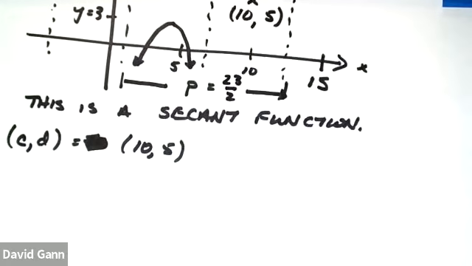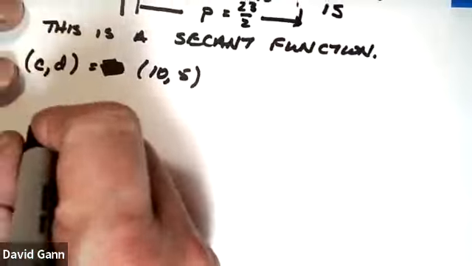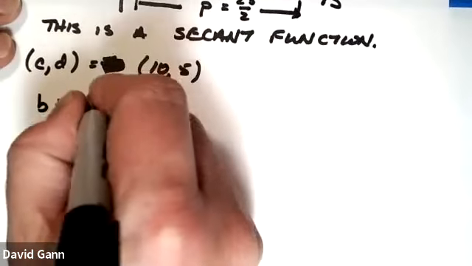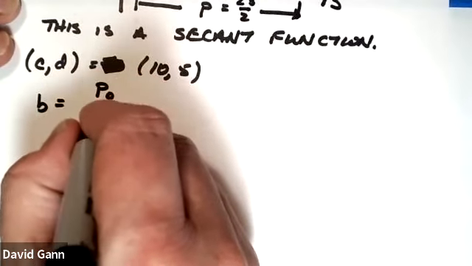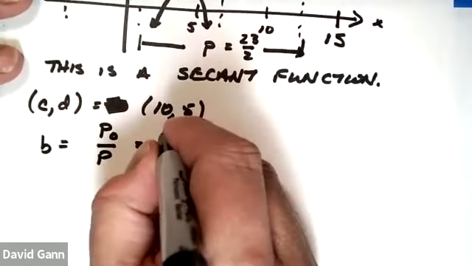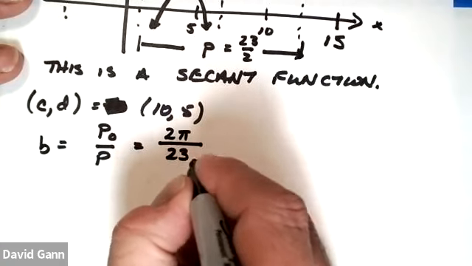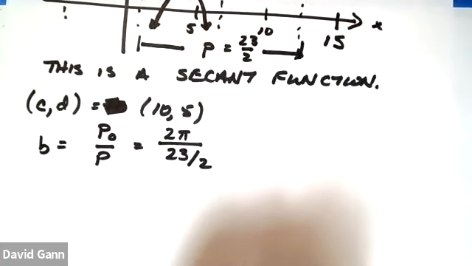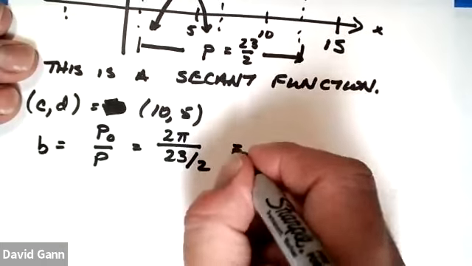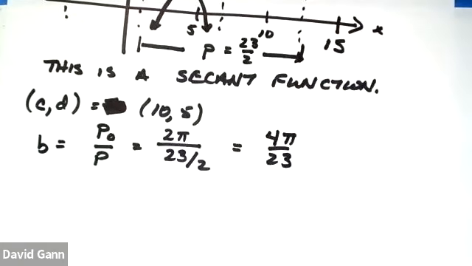Okay, so based on this, recall that B is going to be equal to the normal period divided by the actual period, which for secant, the normal period is 2 pi, and then we're going to divide it by 23 over 2. So we get this really weird number, which is 4 pi over 23, and that can't be reduced, right? So what do you do?